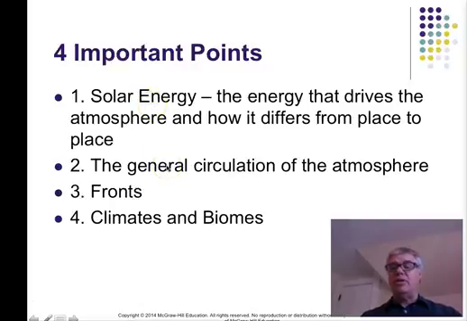Then we'll talk about the general model for how the atmosphere circulates. There are some good general rules of thumb that give us an idea of why certain places have the kinds of weather and climate that they do. And then we're going to look at one of the ways in which precipitation is made, particularly here in New England, which is fronts. We're going to look at cold fronts and warm fronts.